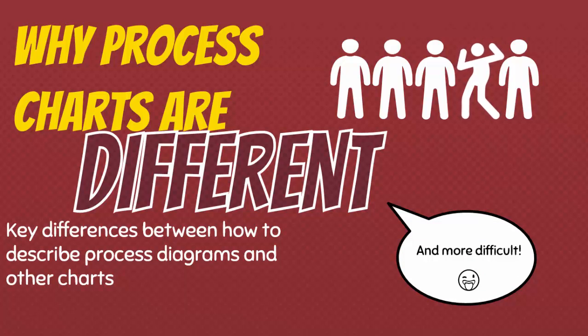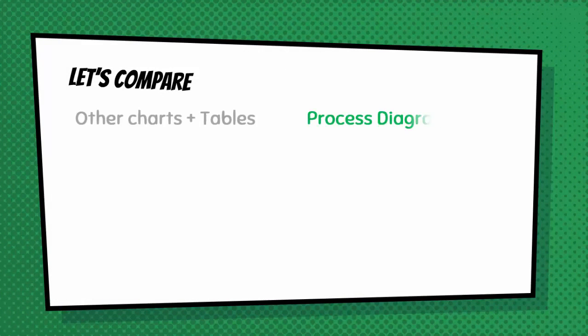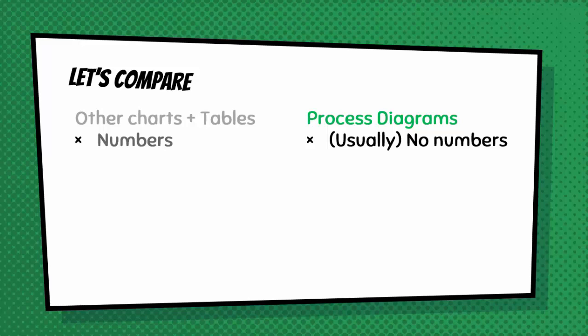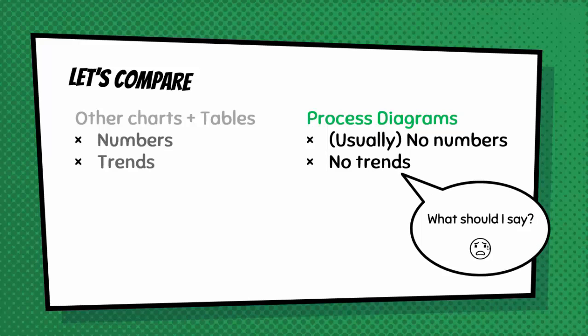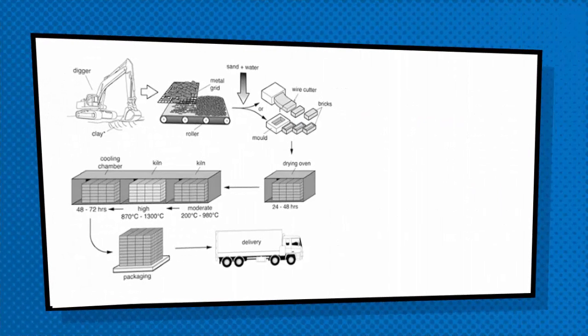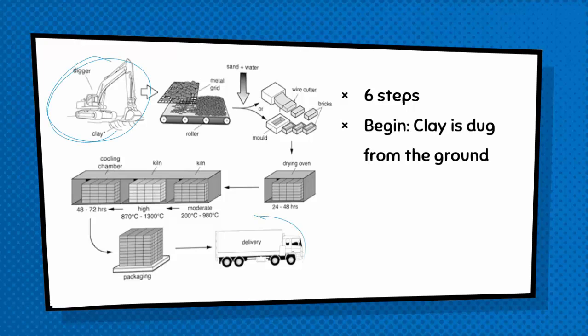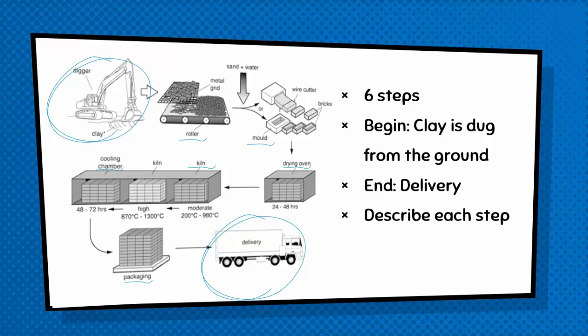Let's look at some of the differences. Most of the time, there are no numbers, so you can't compare anything, and you can't describe trends either. So, what can we describe? Fear not, my friends, there are still plenty of things to mention, like how many steps there are, where the process begins and ends, and what happens in each step.